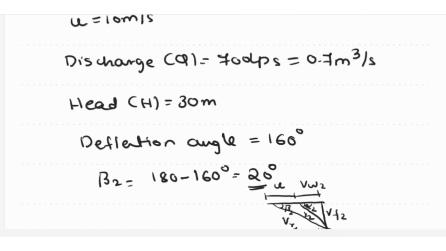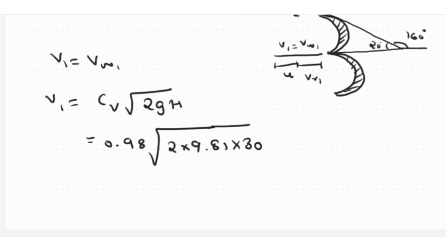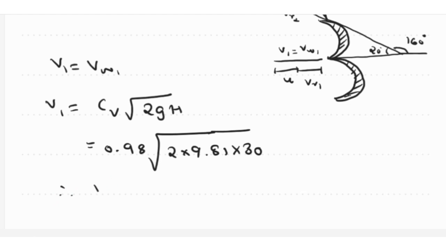I think I missed it, I have not written it. cv is equal to 0.98 into root of 2 into 9.81 into 30. So therefore v1 is equal to 23.77 meter per second.